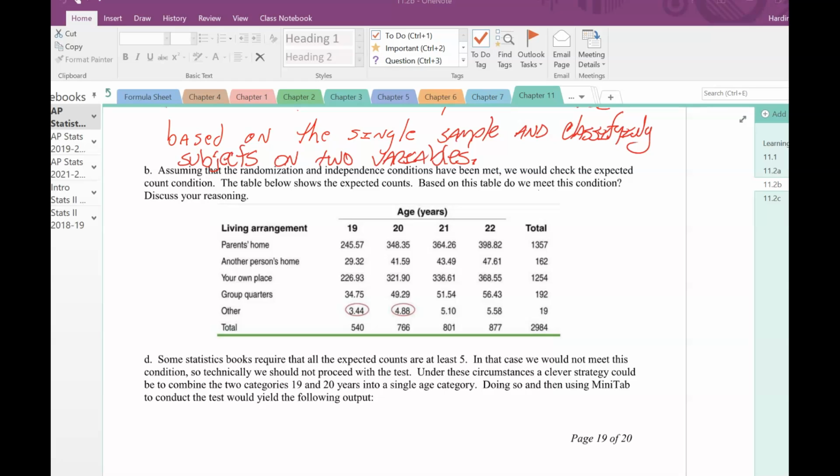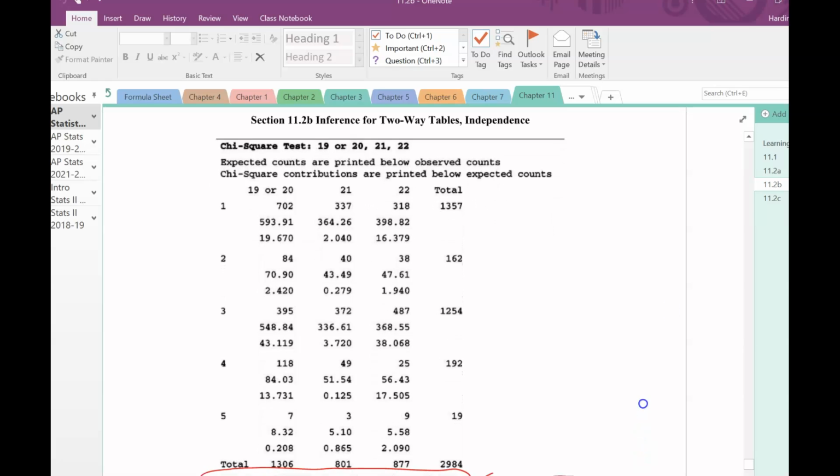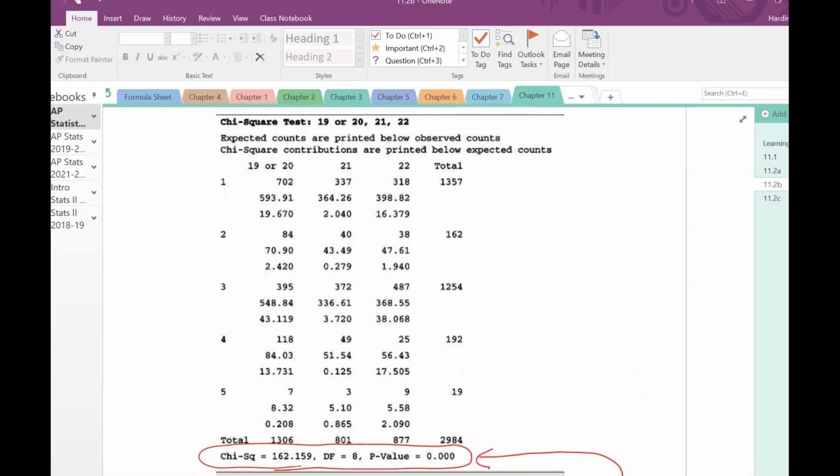So anyway, one of the tricks that you can do is you can actually combine categories. Since 19 and 20 right here, both of these expected counts are less than 5, I can just combine those 2. I can just put all of that data together and have a category that is 19 or 20. And so then this is the Minitab output for that. You can see for 19 or 20 now, my expected count for the other is 8.32, 5.10 still for 21. But now we've sort of worked around that condition of the expected counts being at least 5.